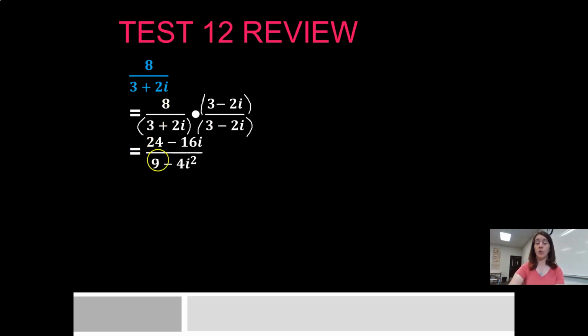3 times 3, which would make a 9. And then 2i times negative 2i is negative 4i squared. Once again, we have some things that we can replace there. So i squared is negative 1. So in the denominator, negative 4 times negative 1 was positive 4. So I fixed that in my denominator.